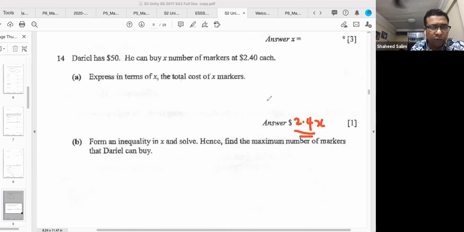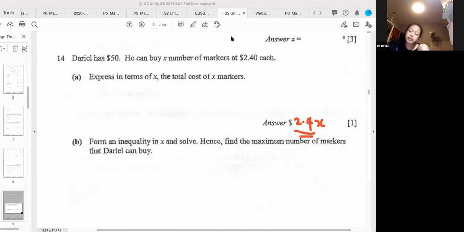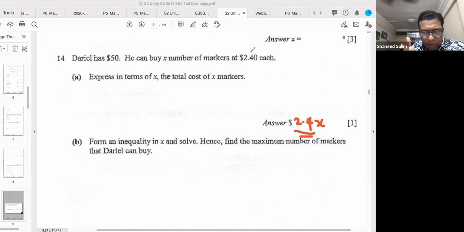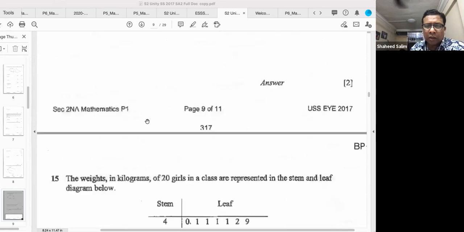Okay, you form the inequality. Can you find the maximum number he can buy? 20 markers. So you're very clear with this, huh? Okay, good. If you're not, you must tell me, so that I can go through it.